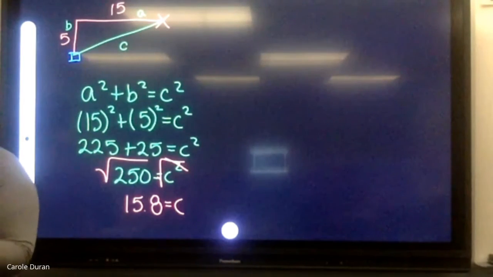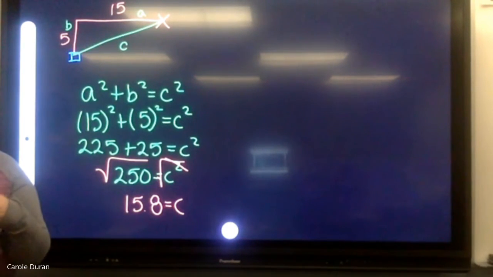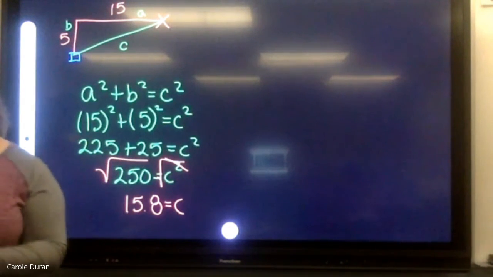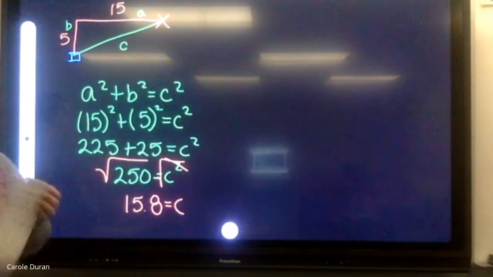If you would like to see that one done as a distance formula problem, that's how I did mine in your solution key. So if you wanted to see it as a distance, if that just made more sense to you, you can look at that there. Or you can watch this video again to see how we did it with Pythagorean theorem. Okay. So that was 20. Let's move on to 21.